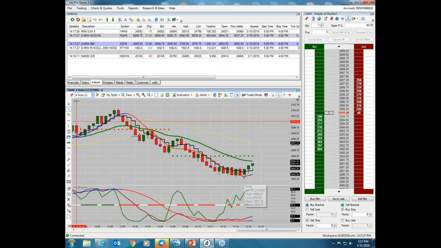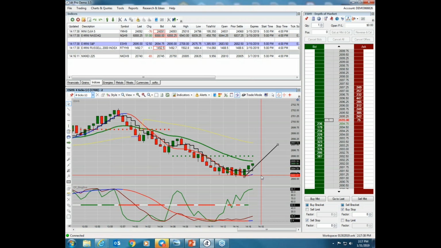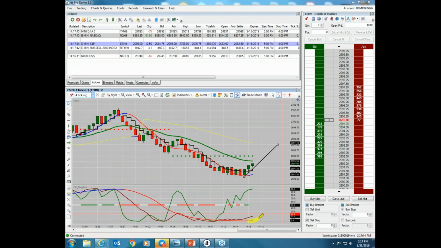Finally, we're getting the trend line. The trend line is required. Why? Because this is blue. It will have to close on the other side of this trend line before you consider getting short. And if this thing starts curling up on you, if it starts doing one of these, no trade.